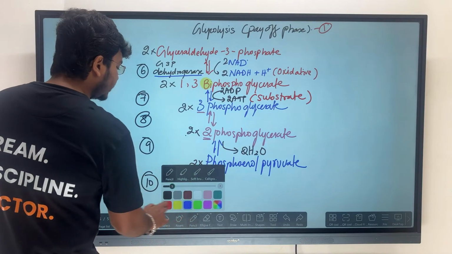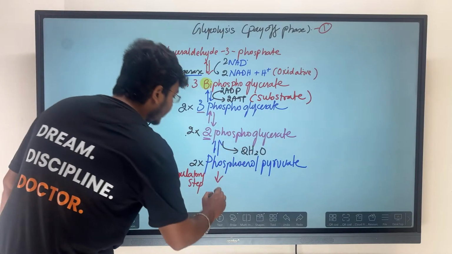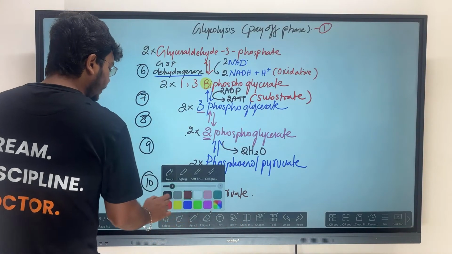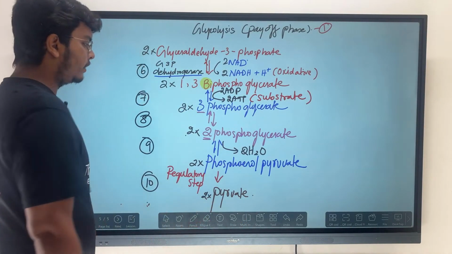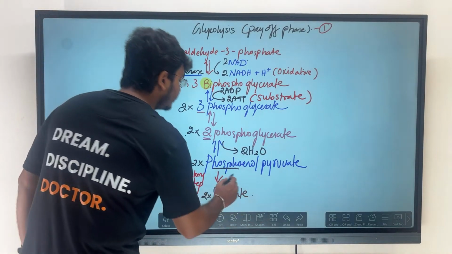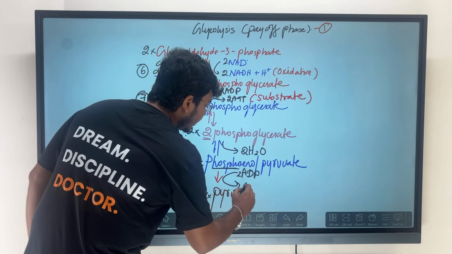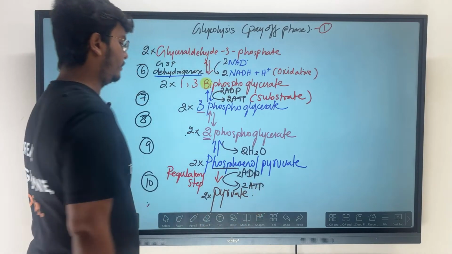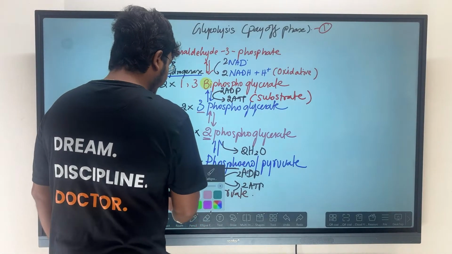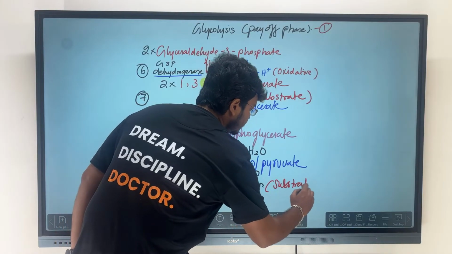Right? So what happens here? This phosphoenol pyruvate gets converted into pyruvate. That's it. Okay, phosphoenol pyruvate gets converted into pyruvate. What happens to that phosphate? Very simple. The phosphate is released in the form of ATP. 2 ADP gets converted into 2 ATP. So here we have received some amount of ATP. So is it a substrate level or an oxidative level? Answer is, this is also a substrate level.